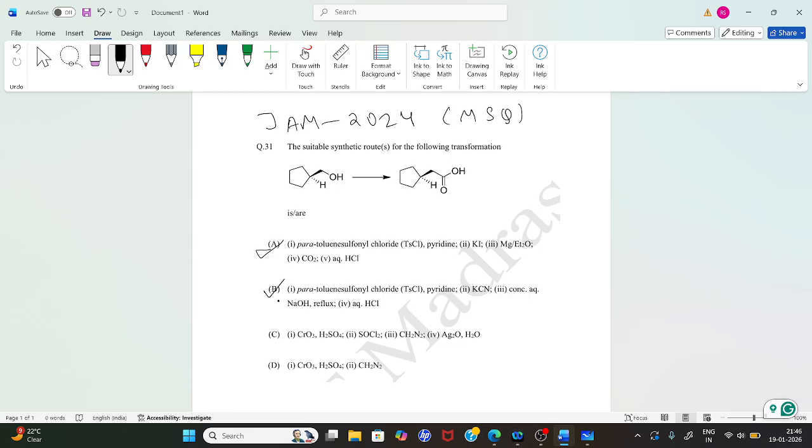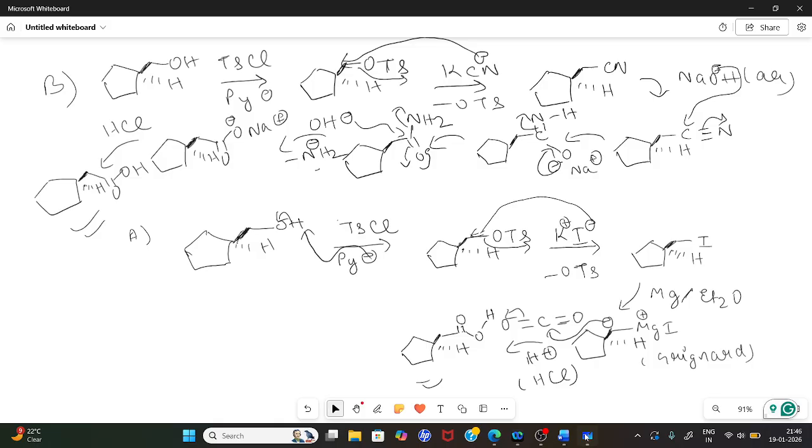Now we'll come to option C. Option C gives the Jones reagent. It's an overoxidant, we all know that. Followed by that, the Darzens reagent SOCl2, followed by CH2N2, diazomethane. Let's take a look at it.